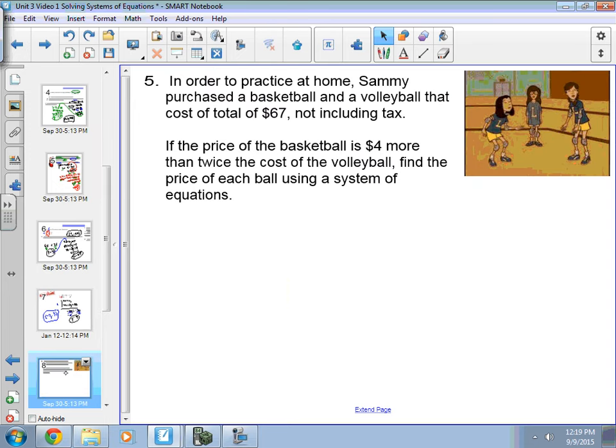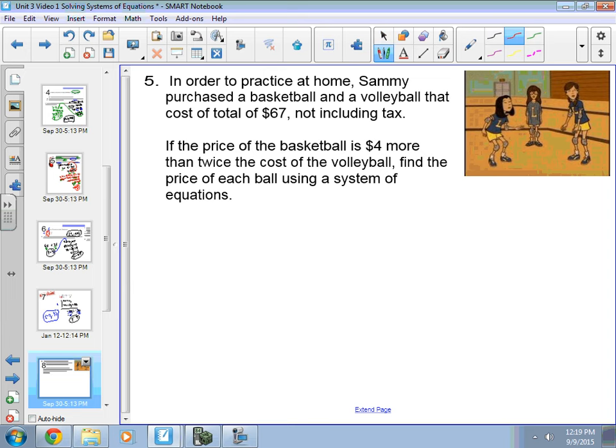All right, last problem. This is using now a system of equations to do another word problem. In order to practice at home, Sammy purchases a basketball and a volleyball that costs a total of $67, not including tax. If the price of the basketball is $4 more than twice the cost of the volleyball, find the price of each using a system of equations. All right, so let's start out here.